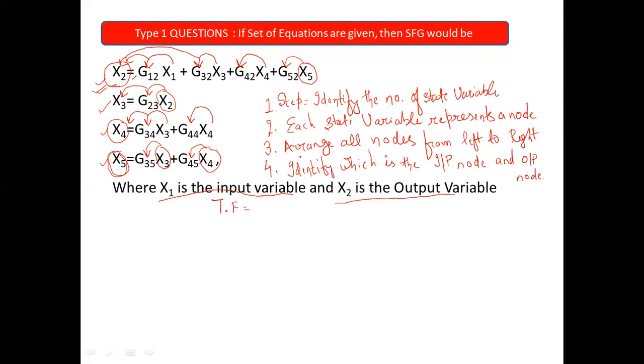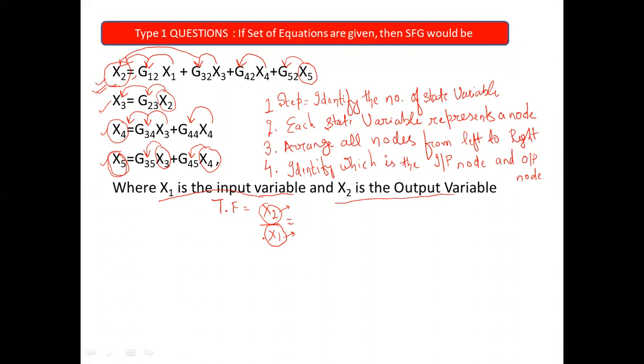So in that transfer function it might be written like this, that you have to obtain a transfer function of x2 by x1. So you get an idea that x2 is the output state variable and x1 is the input state variable. Hereby you can also identify what actually the state variable and node, and how those state variables can be classified or segregated into input and output state variables, and which represents nodes.